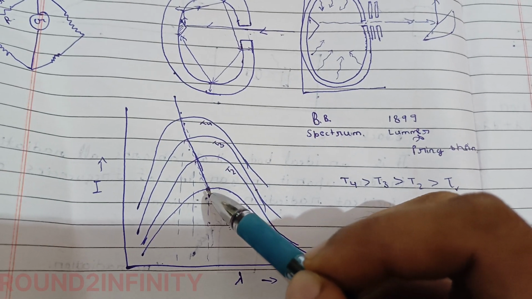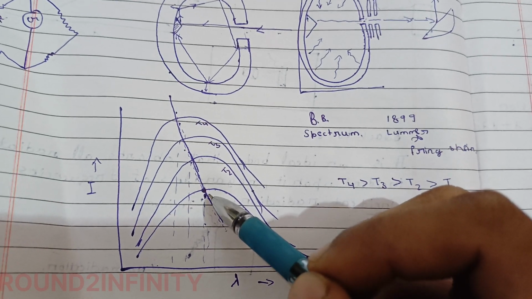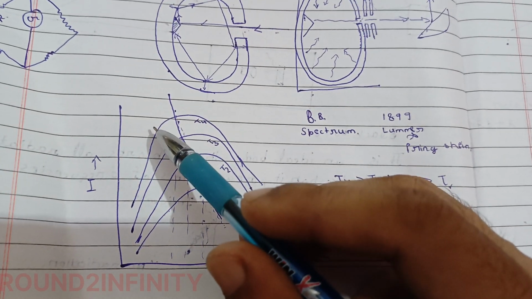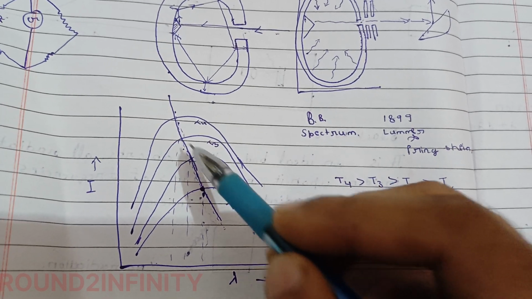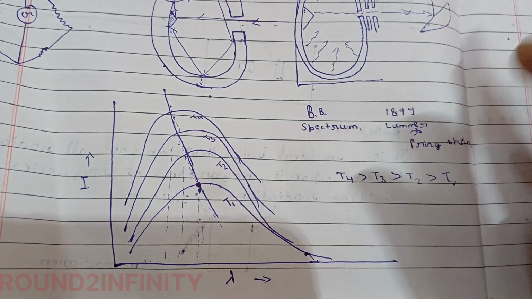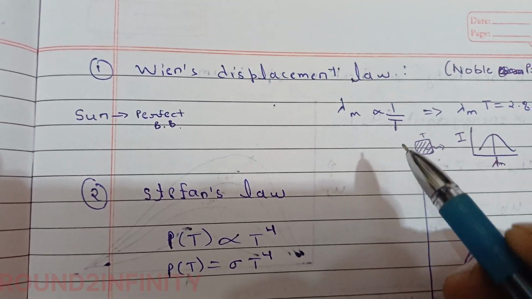At each particular temperature we have a different maximum lambda. For this temperature we have this lambda, for this temperature we have this one, and it is shifting towards this side. So we see that lambda is decreasing with increasing temperature, so lambda is inversely proportional to temperature. We can write that the maximum lambda is inversely proportional to temperature.